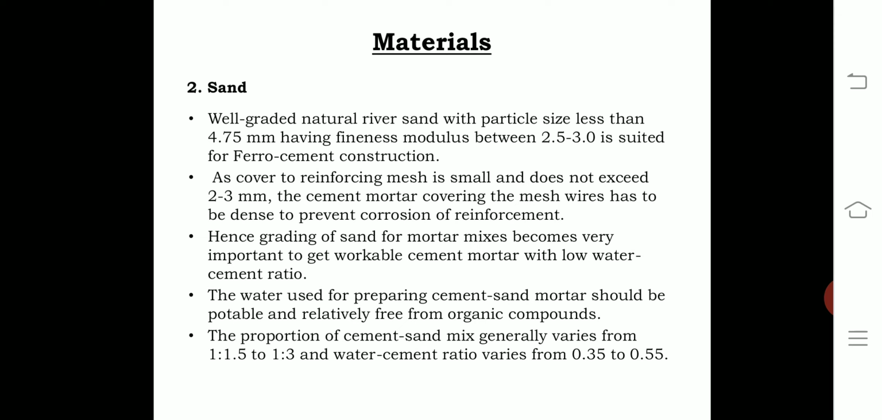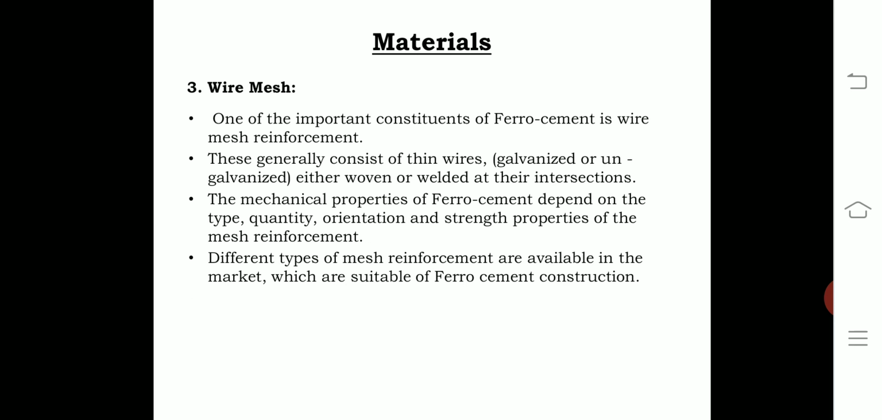And the water used for preparing cement sand mortar should be potable and relatively free from organic compounds. And the proportion of cement sand mix generally varies from 1:1.5 to 1:3, and water cement ratio varies from 0.35 to 0.55. This is with respect to sand. Coming to the wire mesh.